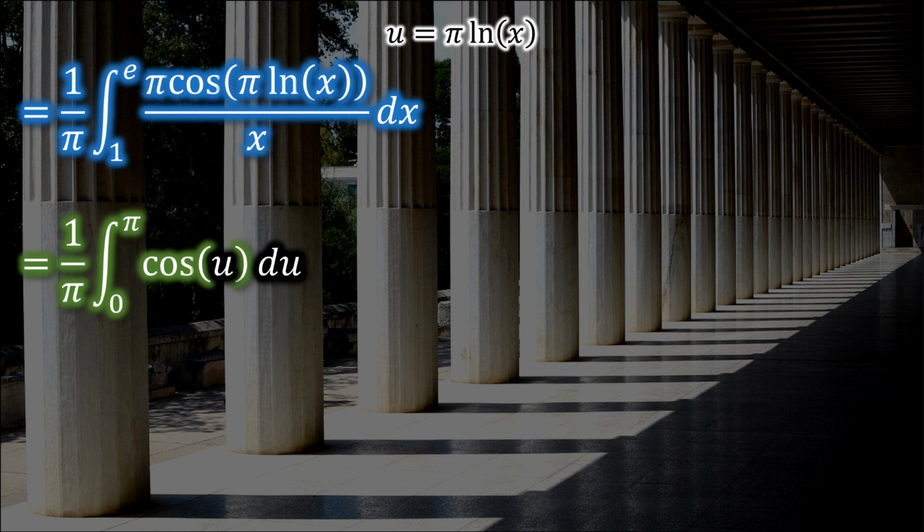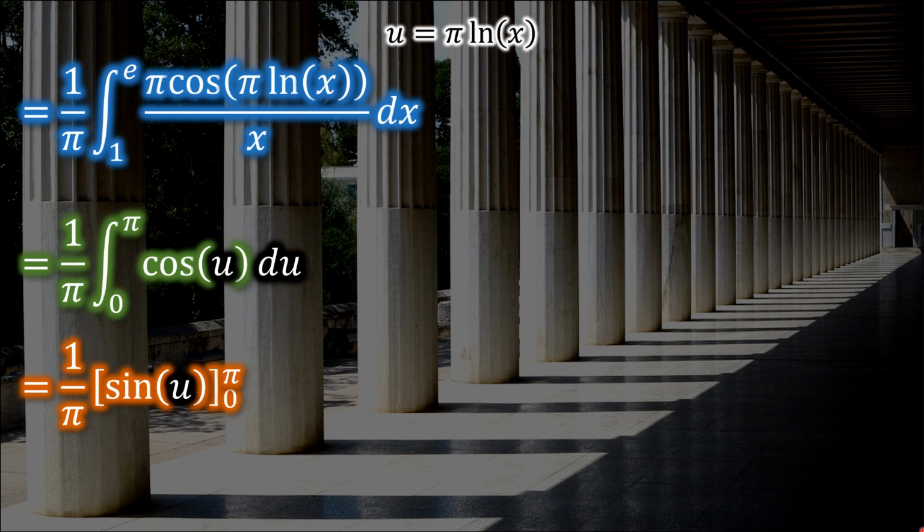So if we go this way, we can say, oh, this is great. I'll just change the limits on my integral to be, instead of in terms of x, now in terms of u. Because as x goes from 1 to e, u, equal to pi natural log of x, goes from 0 to pi. And now I can just carry out as normal.